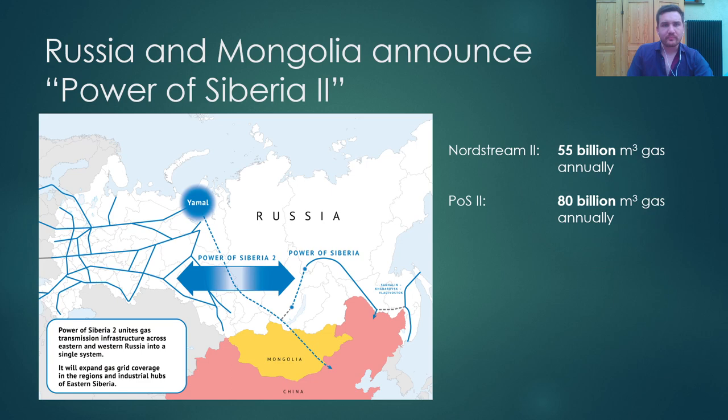Russia and Mongolia announced the Power of Siberia 2 pipeline, and the Power of Siberia 2 pipeline will basically connect the western pipelines to the eastern pipelines. Nord Stream 2 is transporting 55 billion cubic meters of gas annually, and Power of Siberia 2 will distribute 80 billion cubic meters of gas annually. So basically what Russia was saying is, okay, if Europe does not want our cheap gas, we're gonna sell it to China, because China currently is importing extremely expensive gas from the United Arab Emirates or from Saudi Arabia and so on.